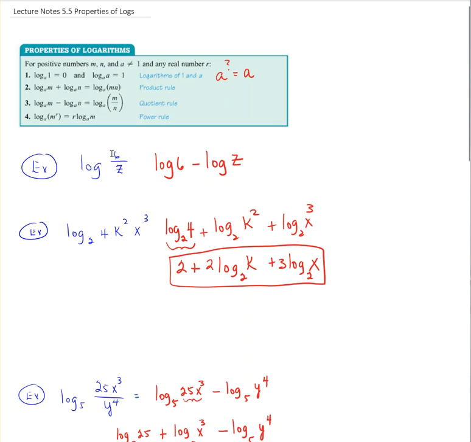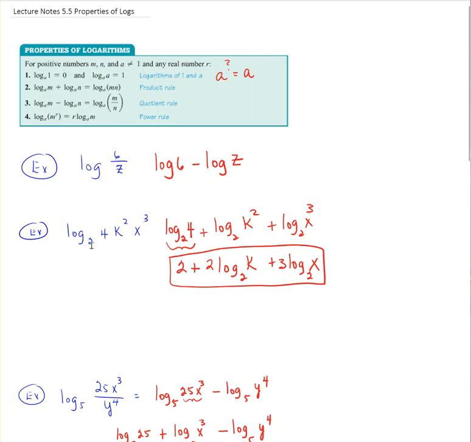We're going to expand these. If we have log 6 over z, that's a quotient. So we know that a quotient goes to subtraction if we're expanding. So it's log 6 minus log z, and that would be your answer.